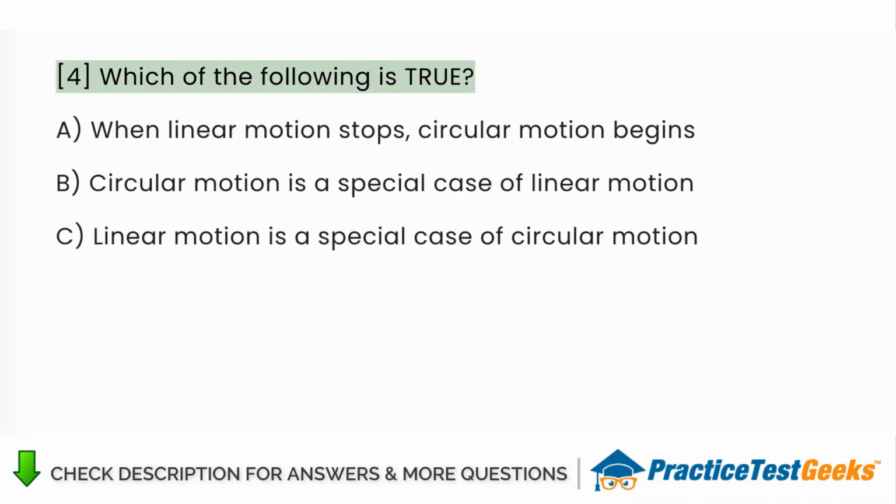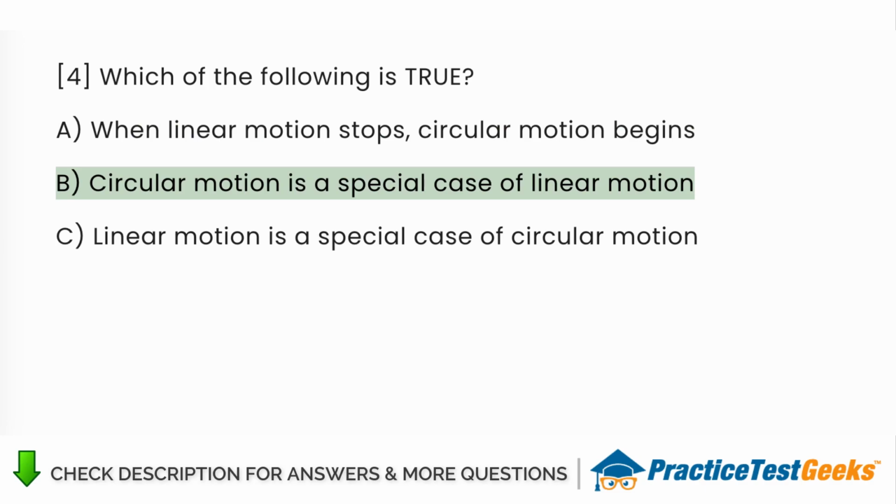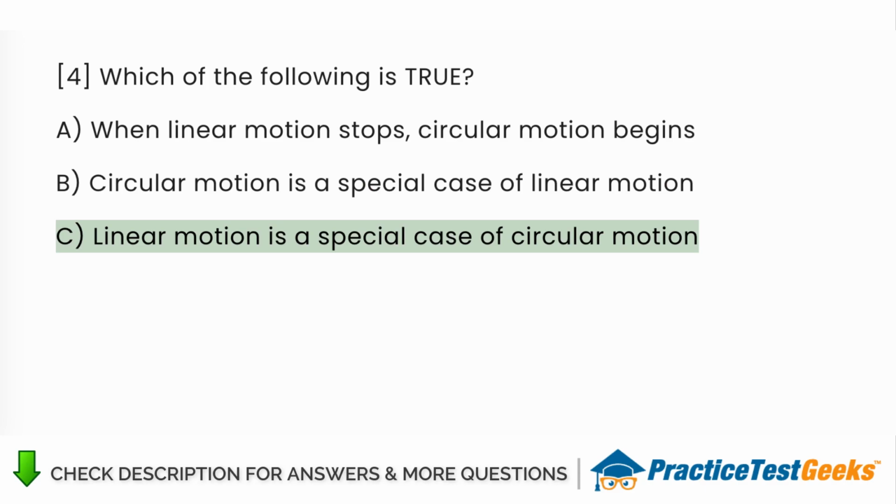Which of the following is true? A. When linear motion stops, circular motion begins. B. Circular motion is a special case of linear motion. C. Linear motion is a special case of circular motion.